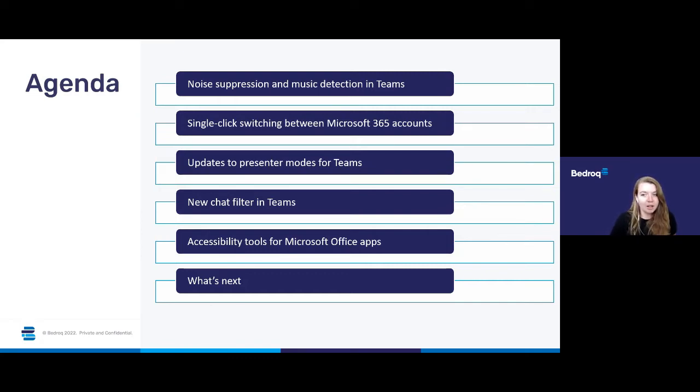Then we'll be looking at updates to presenter modes in Teams, followed by a new chat filter in Teams. And then we'll be looking at accessibility tools that work across the Microsoft Office apps. Finally, we'll be taking a look at what you can do next to perhaps implement some of these things within your organisation, or next steps that you'd need to take if you want to progress your use of Teams even further.